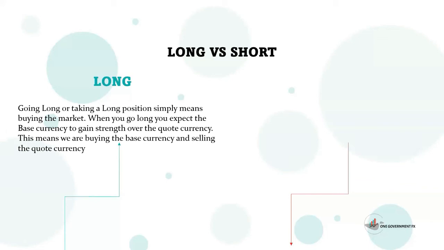When you go long, you expect the base currency to gain strength over the quote currency, which some people call buying. This means we are buying the base currency and selling the quote currency. That's what we've explained earlier, so I don't think there's much to say here.